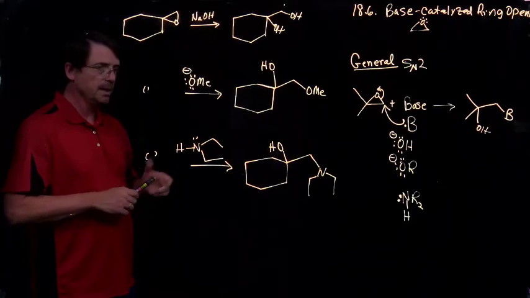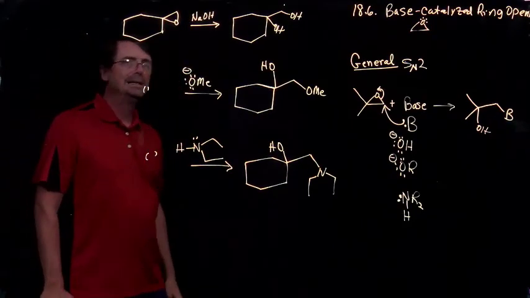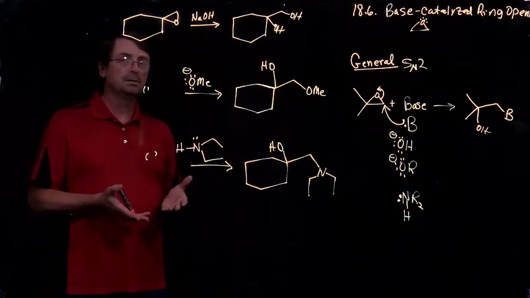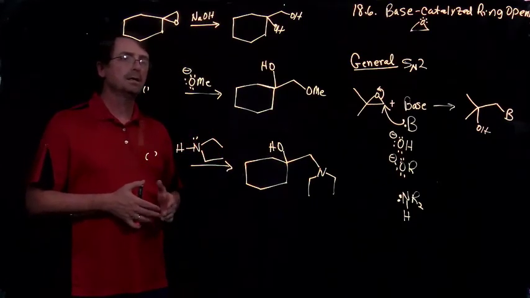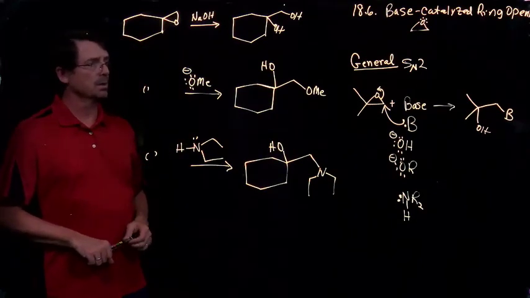This is an SN2 reaction. It generally works best when one end of the epoxide is primary. When it's secondary, you've got to have either a symmetrical epoxide or you're going to get mixtures of diastereomers. So this is the case where it actually works the best.